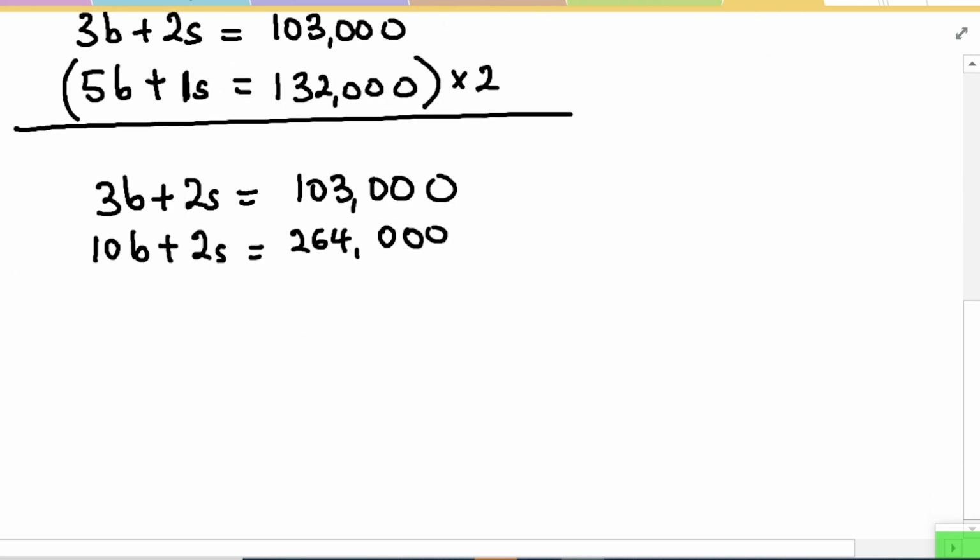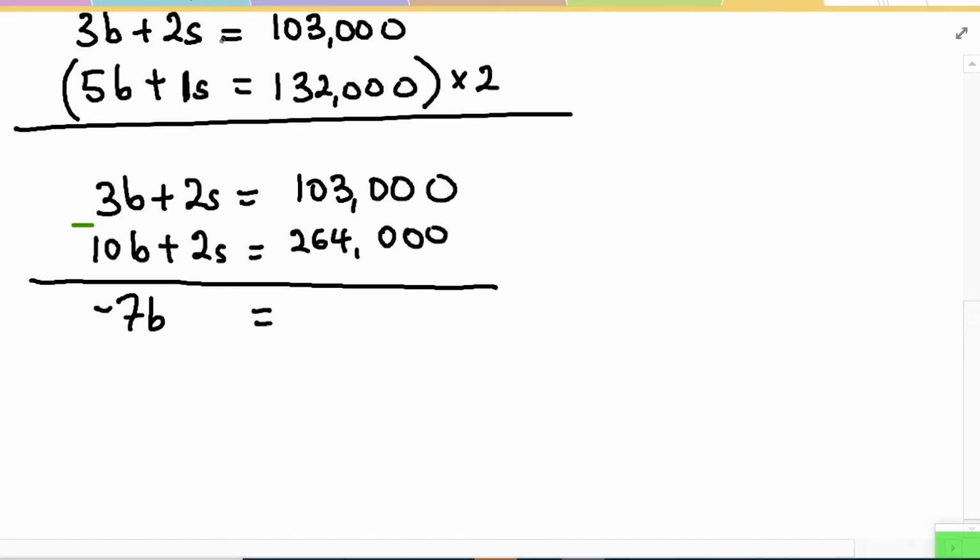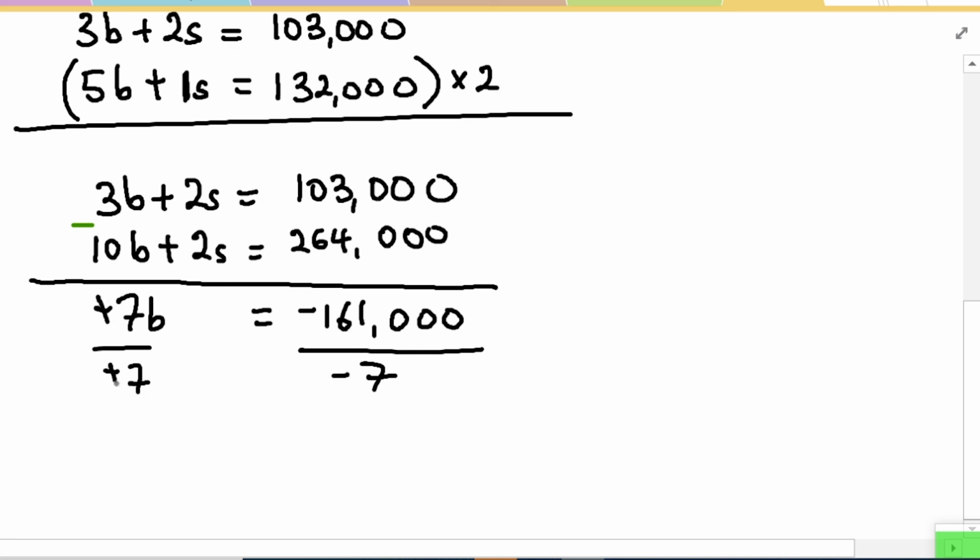That being said, now we can go ahead and eliminate. We're going to say the first equation minus the second. So 3b minus 10b gives us negative 7b. Then of course 2s minus 2s is 0, and we have 103 minus 264, which gives us negative 161,000. Divide both sides by negative 7. So our value of b is going to be equal to 23, and with the thousands we remain with 23,000.